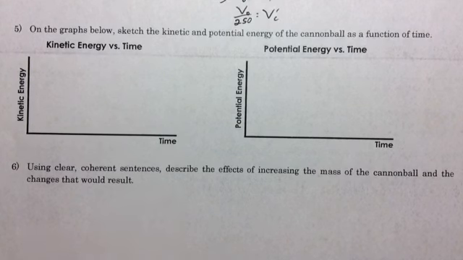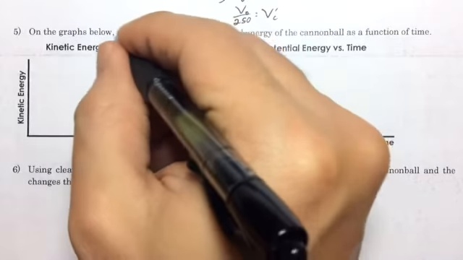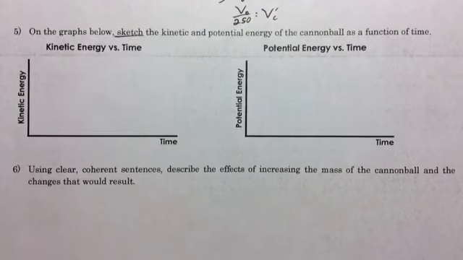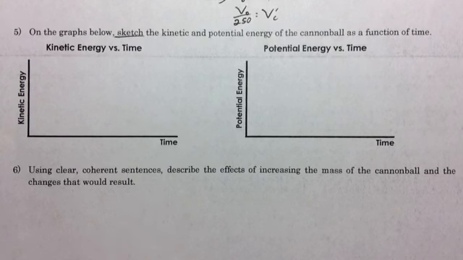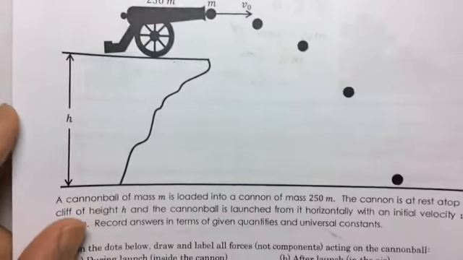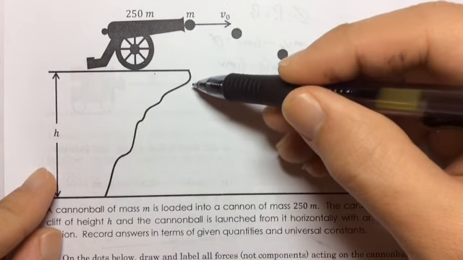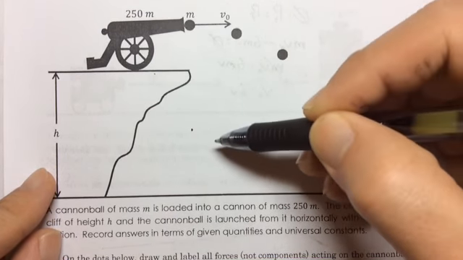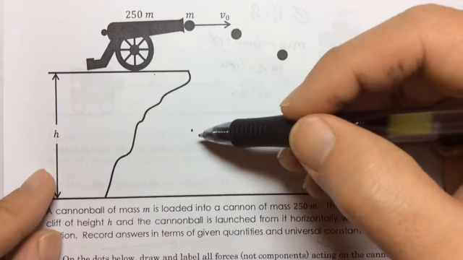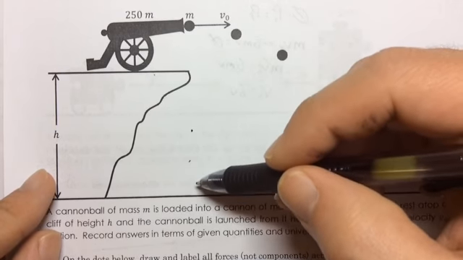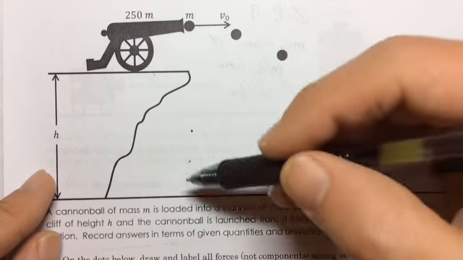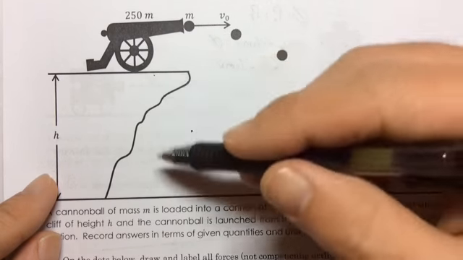On the graphs below, sketch the kinetic and potential energy of the cannonball as a function of time. Again, this is a sketch, so don't worry about putting numbers on here. Just draw a rough sketch of it. Kinetic energy by time. This would be a lot easier if it was kinetic energy by distance. Because if you look at this, as we go down h, at this point we've lost half of our potential energy and it went to kinetic energy. At this point we've lost 3/4 of our potential energy, it's gone to kinetic energy. So that's a pretty straight line there as h changes.